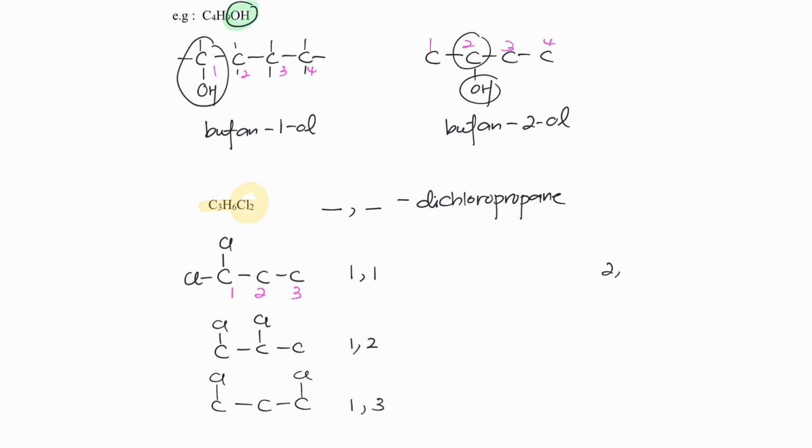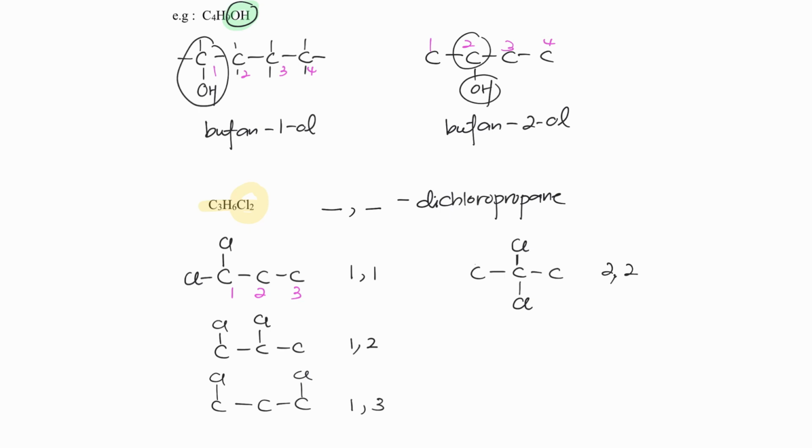So we cannot go for 2,1. It's because if we have 2,1, 2,1 is actually same as 1,2. So that's why we don't go for it. We will go for 2,2. So to have 2,2, it will be 2,2 dichloropropane. So for 2,2, we will have 2 chlorine atoms at the second carbon. So we couldn't go for 2,3. It's because 2,3 is same as 1,2.